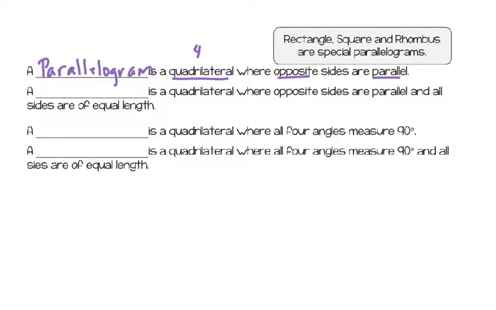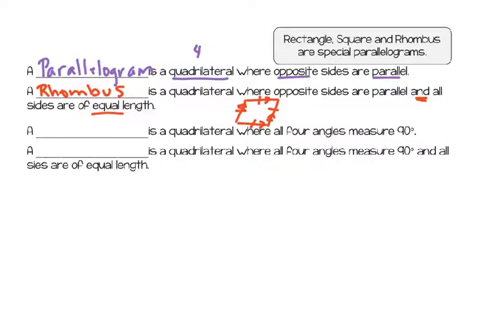Okay, second, a blank is a quadrilateral where opposite sides are parallel and all sides are equal length. So parallelogram where all the sides are equal length. So can you think of what that is? Okay, if you guessed rhombus, that is correct. So a rhombus, parallelogram where all 4 sides are equal. And so it is a parallelogram, so anything that happens with a parallelogram is true with a rhombus as well.